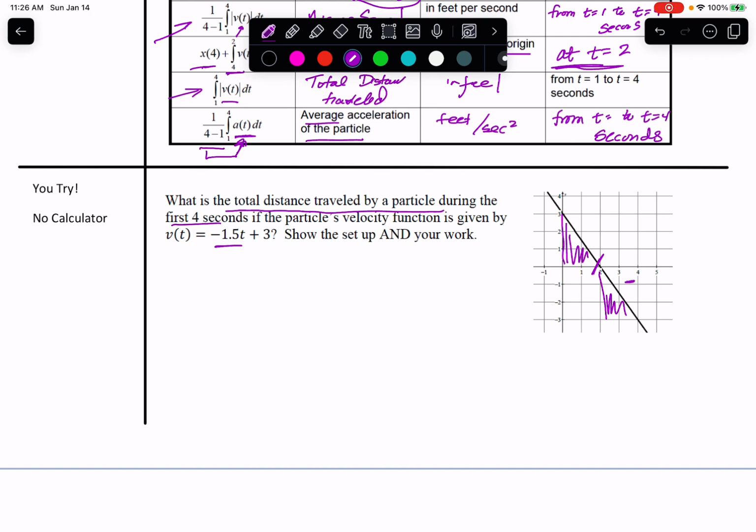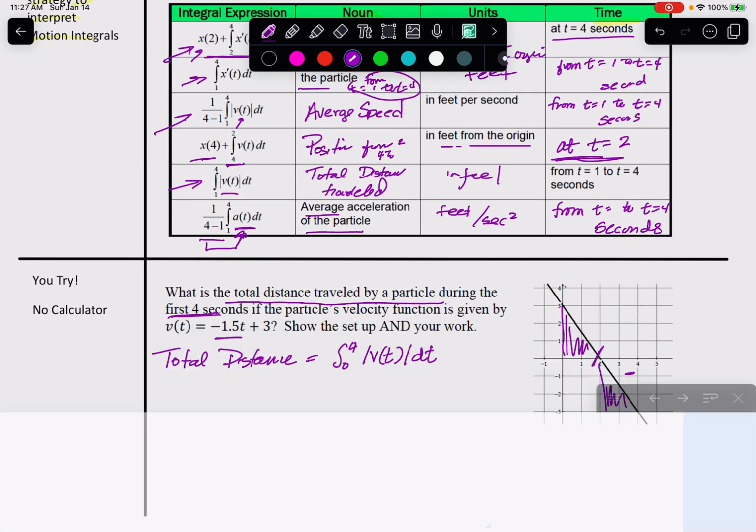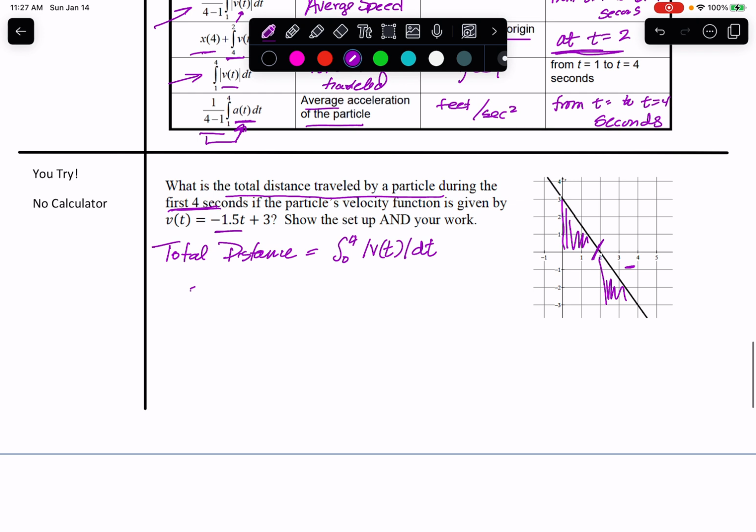Okay, so the total distance, let's write the formula though, so we get a point for that. The total distance is equal to, let's see, from first 4 seconds, so 0 to 4, of the absolute value of v of t dt. So that'll probably get you a point for writing that down. So now we have to split this up. This is the same thing as from 0 to 2 of v of t dt. And the only, how did I know where?